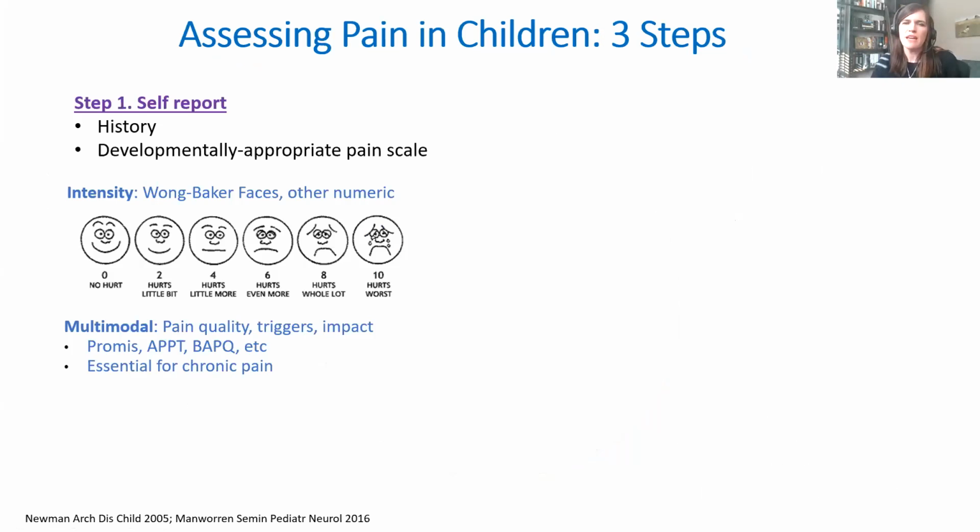So assessing pain in children involves three main steps. The first and most important step is self-report. Whenever possible, we try to take the pain history from the child themselves. This also involves use of a developmentally appropriate pain scale.